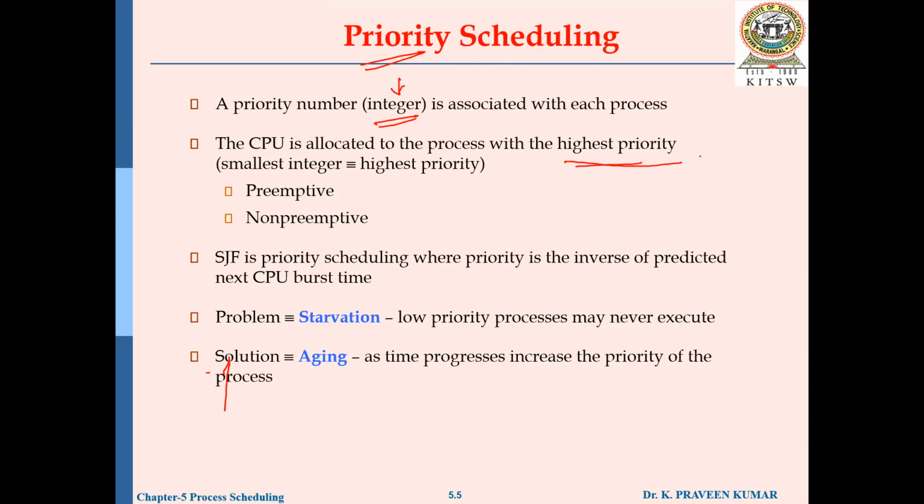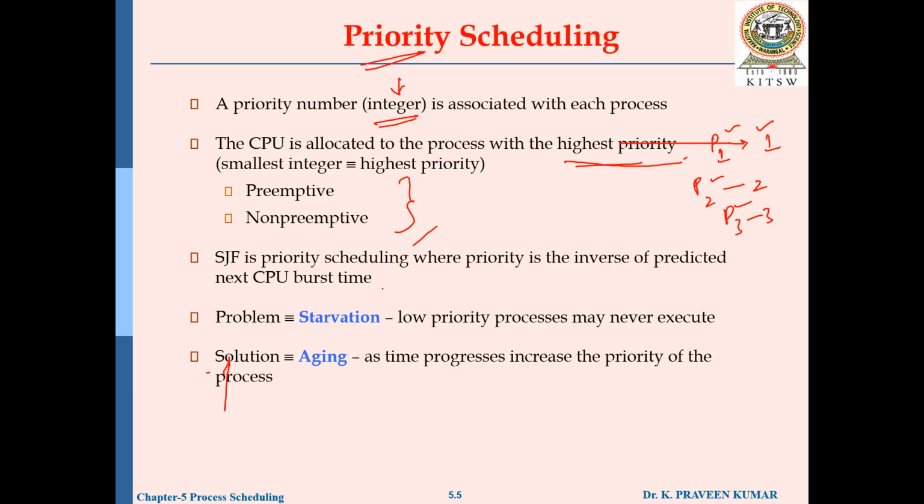The smallest integer is equal to the highest priority. For example, if process 1 is associated with 1, that means it has the highest priority. If process 2 has 2 and process 3 has 3, then the highest priority is P1, second priority is P2, third priority is P3. That is, the smallest integer represents the highest priority. Here we have two types of scheduling, preemptive and non-preemptive, which we have already discussed in the previous lecture videos.